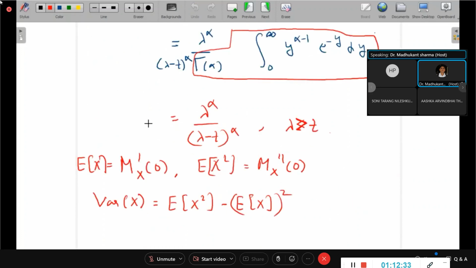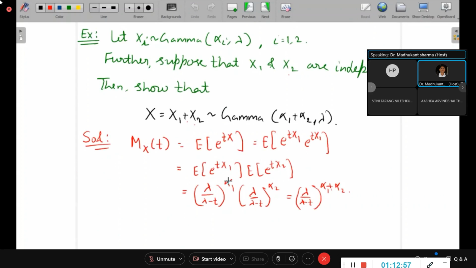So here, I think I may give you the relation. You know the relation. You can use this relation to identify the mean and variance. Again, you have to differentiate with respect to t and evaluate at t equals 0. Use that fact and you can find out.